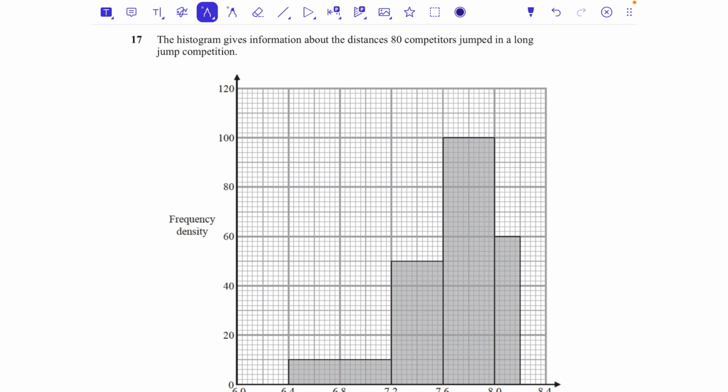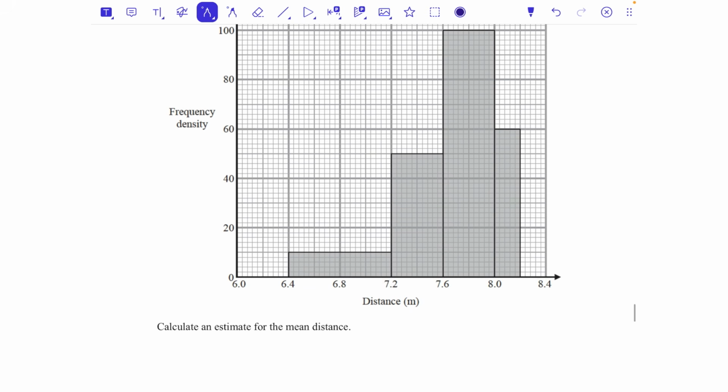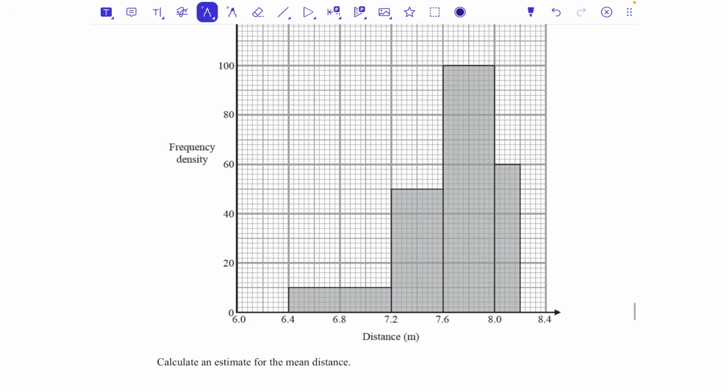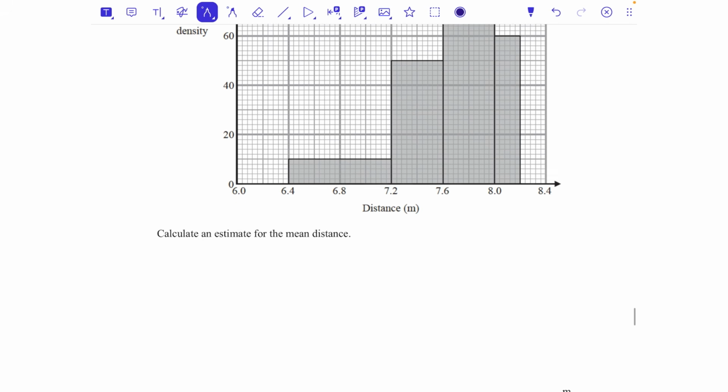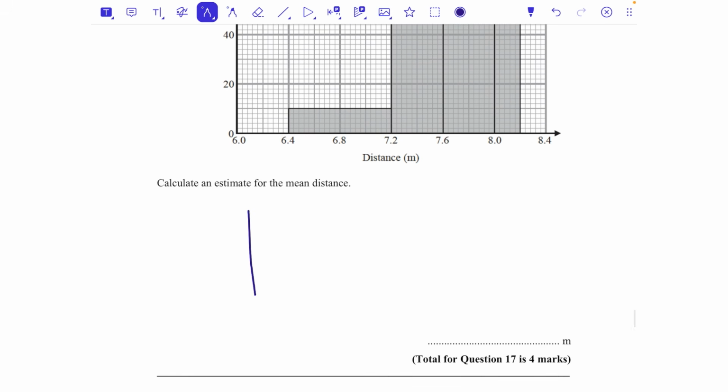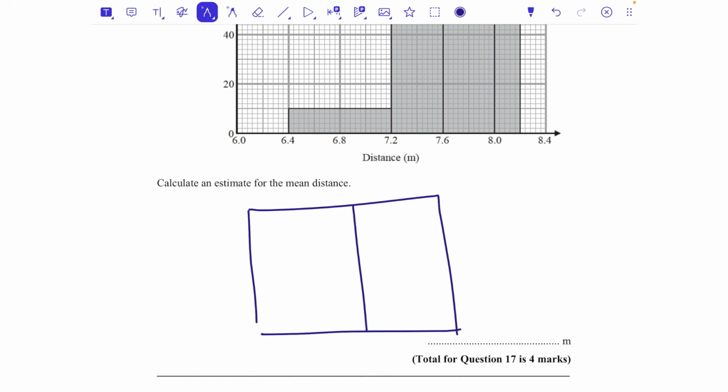The histogram gives information about the distances 80 competitors jumped in a long jump competition. Calculate an estimate for the mean. Okay, so normally when we do an estimate for the mean, we have this information in a table. So let's maybe try and do a quick table for this.